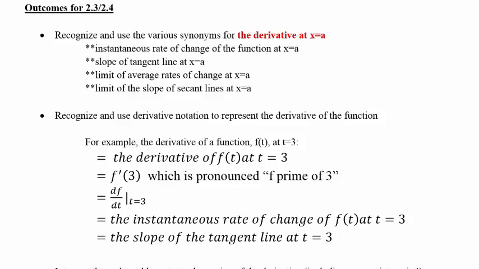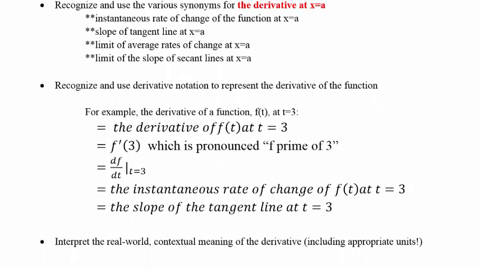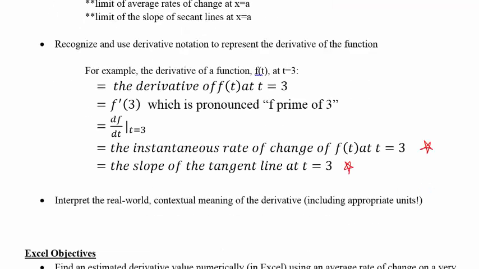So we now need to start recognizing some synonyms and some notation for this value. Last time we were talking about the instantaneous rate of change of a function, for example, at t equals 3. We said that that's the same thing as the slope of a tangent line at t equals 3. But now we're going to begin calling that instantaneous rate of change the derivative of the function at t equals 3. The notation that we use, most of the time, is f prime of 3.